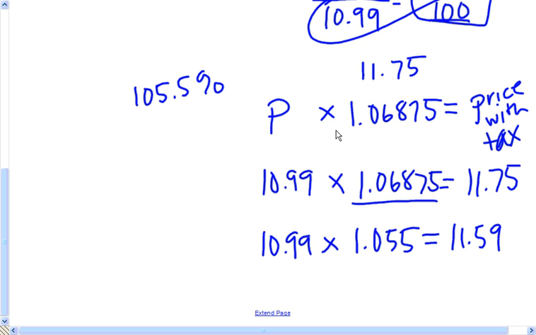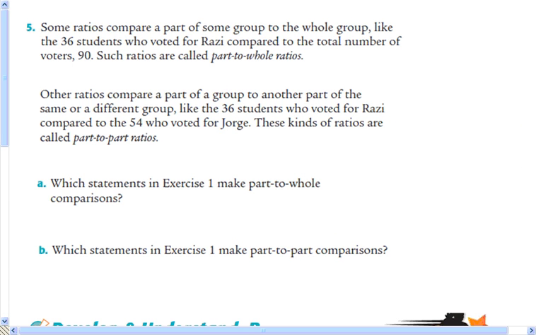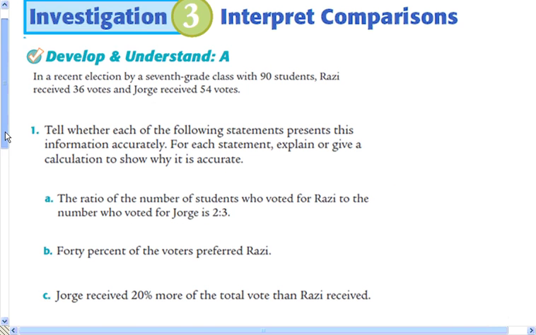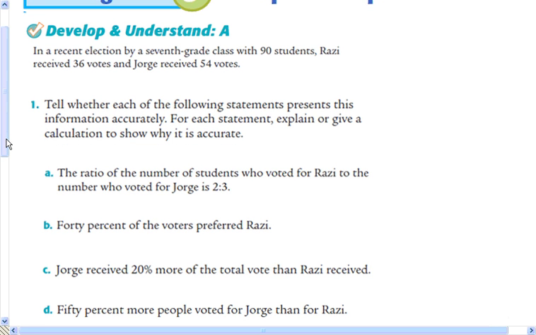All right. The lesson today is using ratios and percents to compare things. So here we are in a recent election by a 7th grade class with 90 students. So that's an important number. Razi received 36 votes. And Jorge received 54 votes. Now notice that if I add 36 plus 54, the total number of votes is 90 votes. So every student voted.